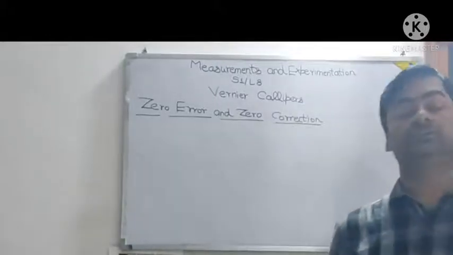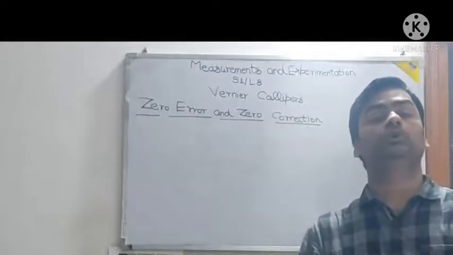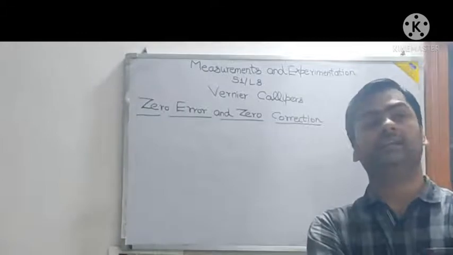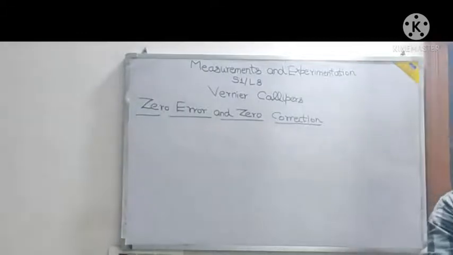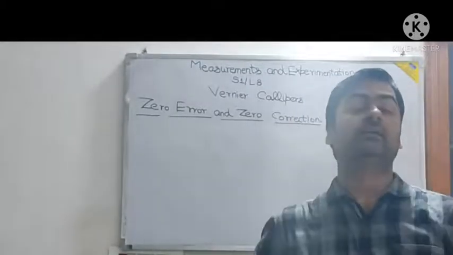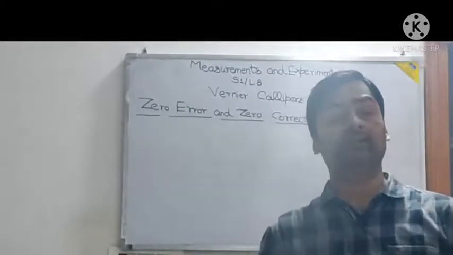We had already taken up the zero error. I had explained to you that when the zero of the main scale and zero of vernier scale are not coinciding, then a zero error is said to occur. Additionally, there can be two cases in this: zero error can be either positive or negative.